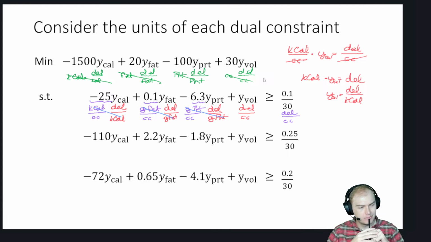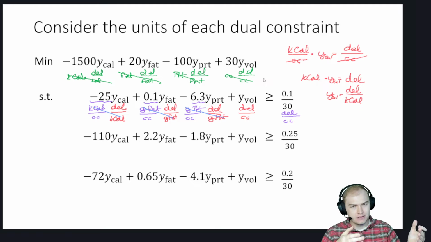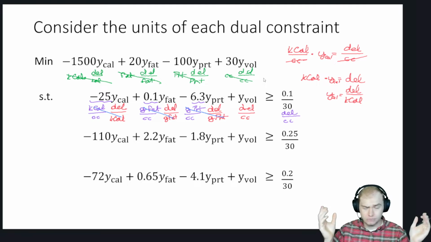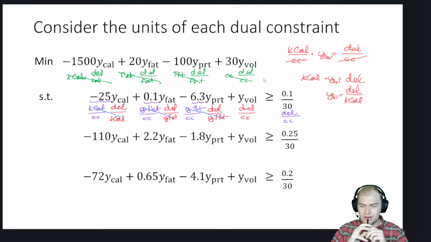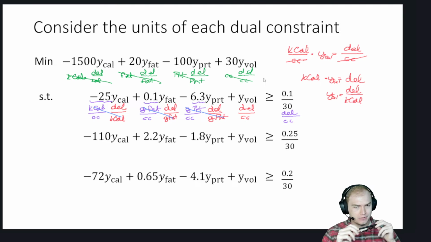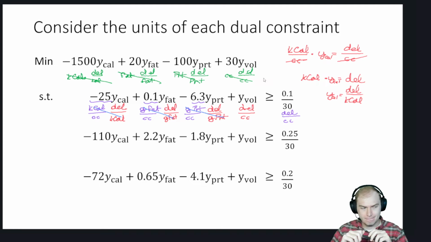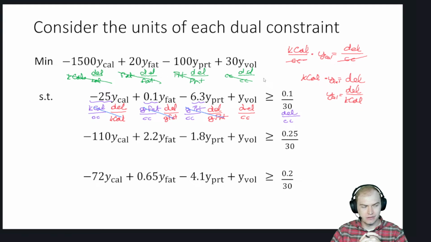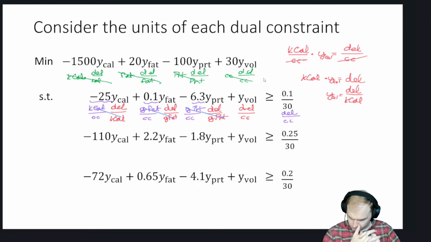Remember, in our primal problem, we were maximizing deliciousness, so in the dual, we are minimizing something, and we know that the two have the same optimal value by weak duality. So if they have the same optimal value, it makes some sort of sense that they should be on the same scale and in the same unit. So minimizing deliciousness makes some sort of sense there.